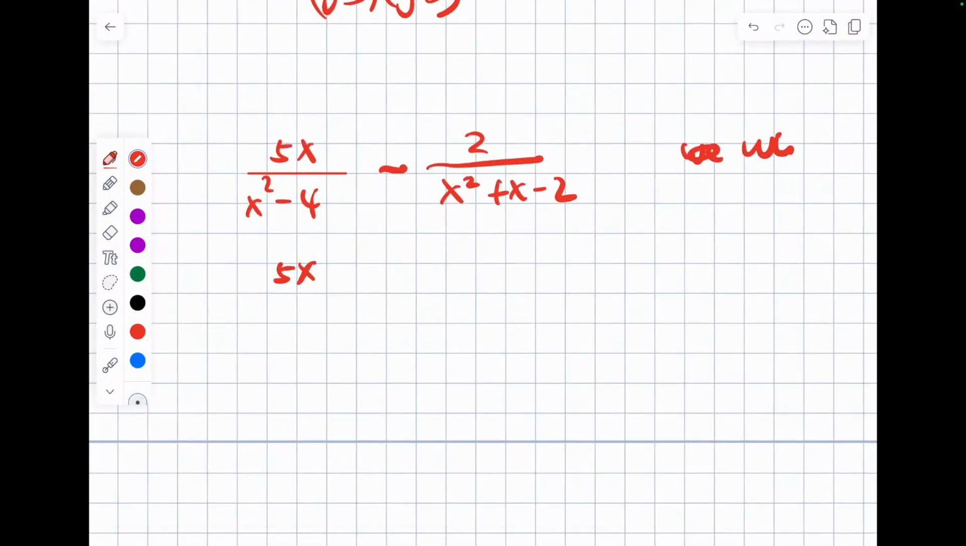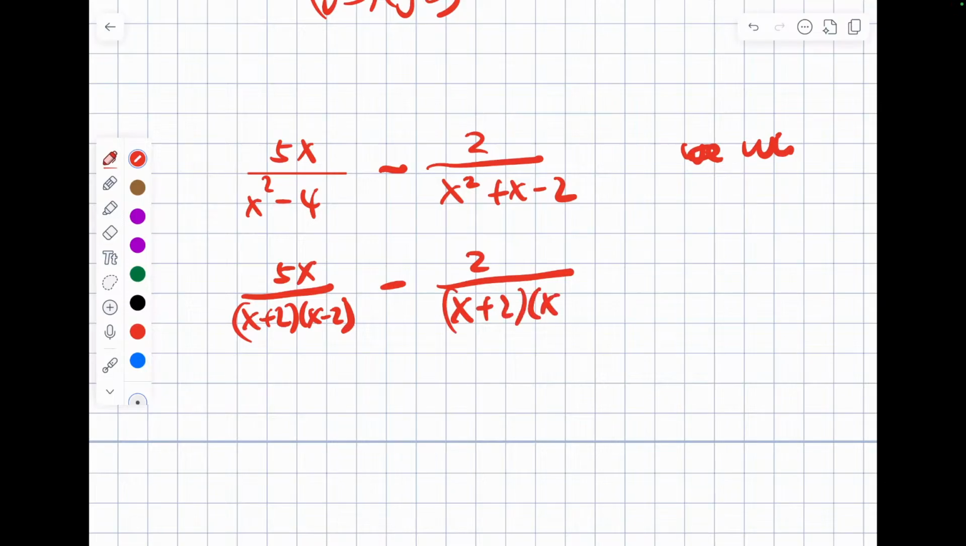So 5x, because she said the bottom is x squared minus 4. I can factor this as x plus 2 and x minus 2. And I can factor this. I can use a box method, but now I can visualize my box. I can see that's x times x, and I can see that's 2, 1, and I can see that plus 2. So it's going to be x plus 2 and x minus 1.